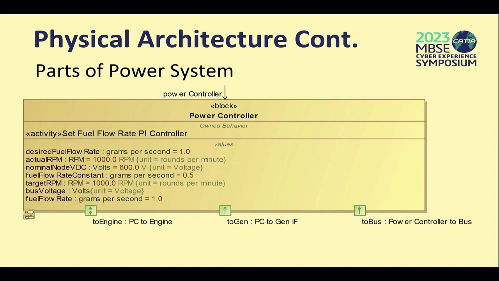So a PI controller is also known as a proportional integral controller. If you've ever worked with control loops, there's also one named a PID controller. This one is specifically a proportional integral controller.